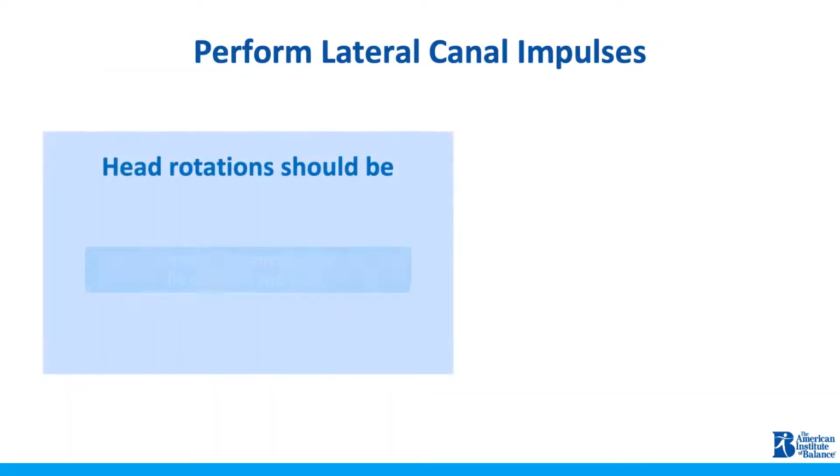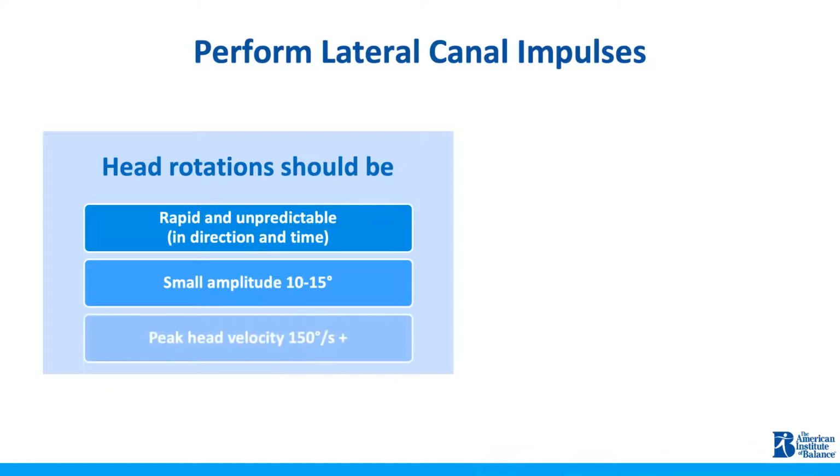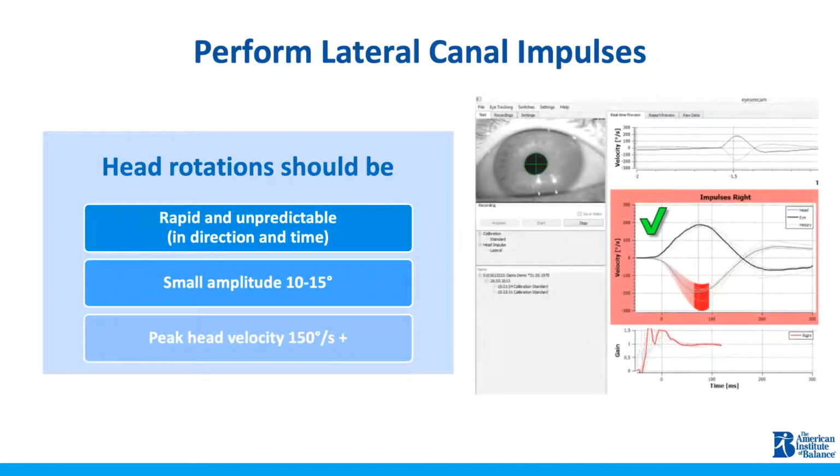So in performing lateral canal impulses, we're testing and using the VOR to assess the horizontal canals, the right and left horizontal canals, and the right and left superior branch of the vestibular nerve by moving the patient's head in unpredictable, quick velocity, small amplitude movements to the right and to the left.